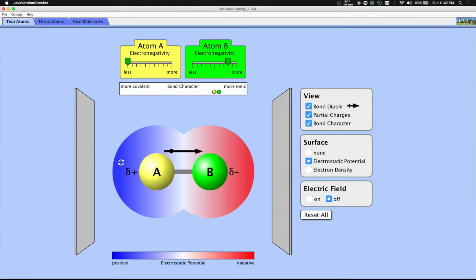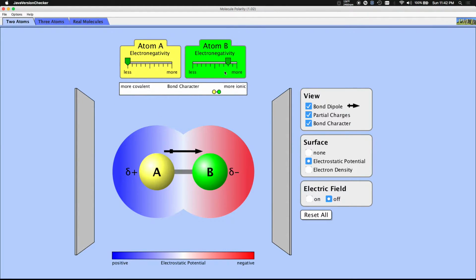Versus this partial positive, where this atom is not very electronegative. It's not going to hold on to the electrons too much because it can't. It'll actually just let go of them. That's why the bond dipole goes in this direction.